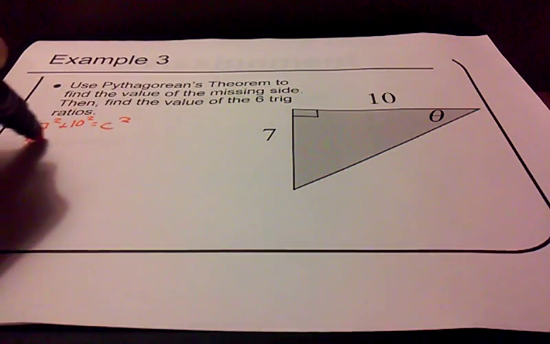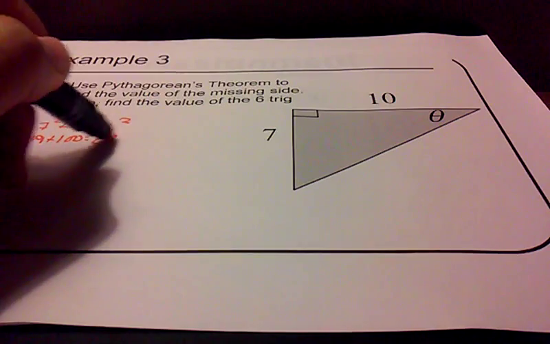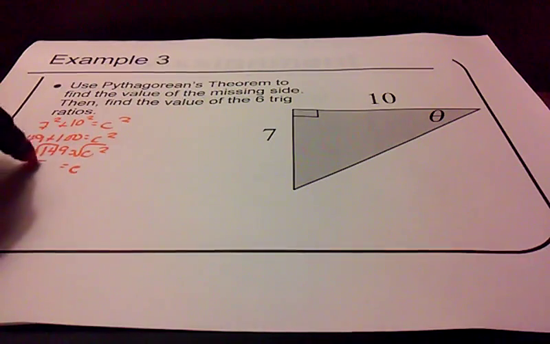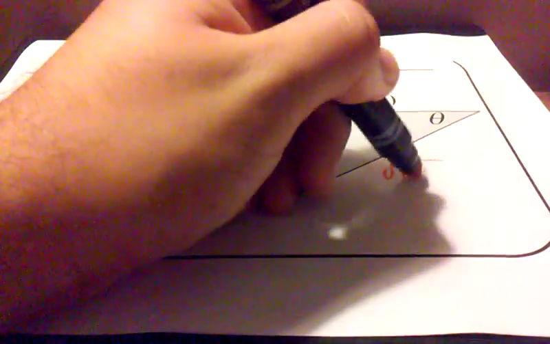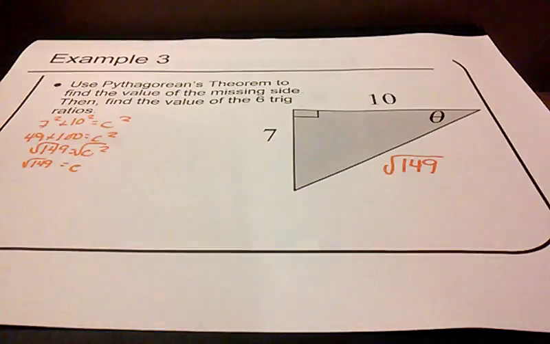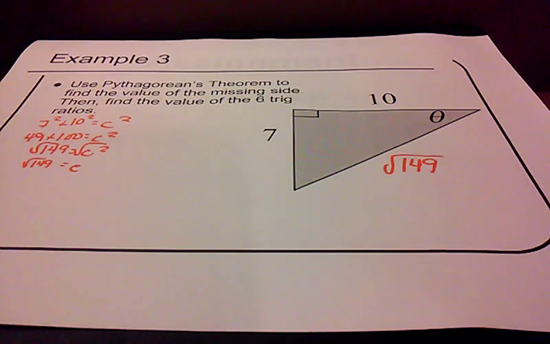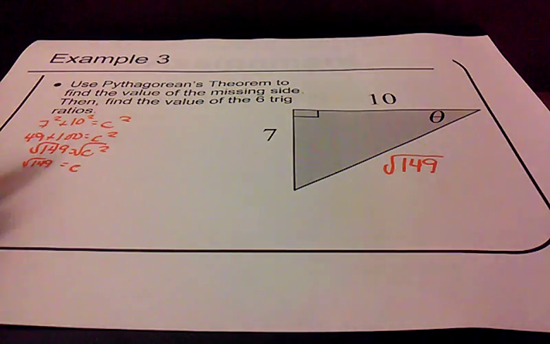So that's going to be 49 plus 100 is equal to c squared. So that's going to be 149. And then take the square root. So c is the square root of 149. And I'll go ahead and tell you that in this case, 149 does not simplify down any. So we're just going to leave it like that. All right, so now let's talk about each one of my trig ratios.